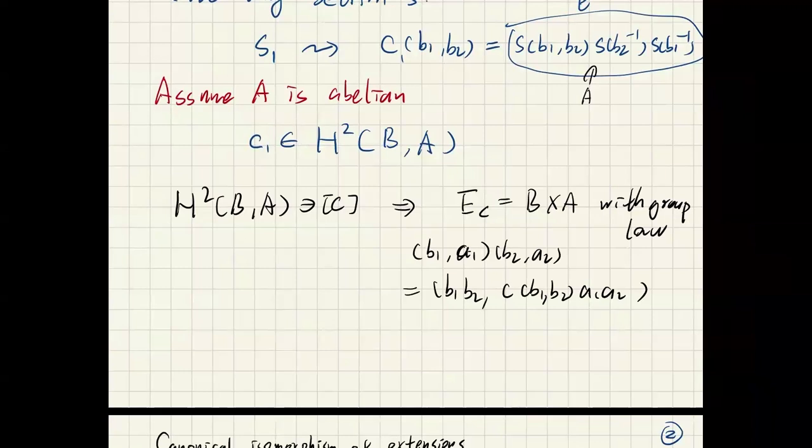Professor, just to ask you, how does this differ, for example, from a semi-direct product? The semi-direct product is the case where the cocycle is trivial. Okay. And the two cocycles C1, C2 represent the same class if and only if E_C1 is isomorphic to E_C2. Okay, so this is the general theory.